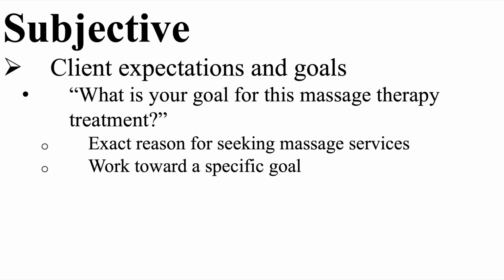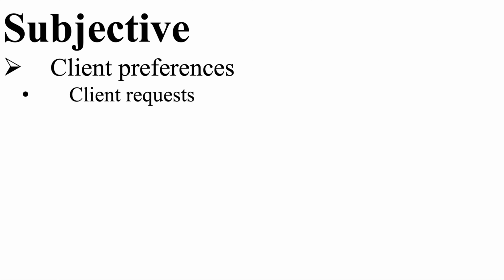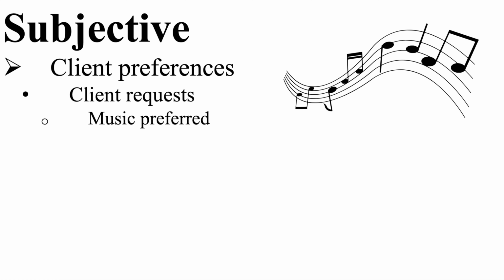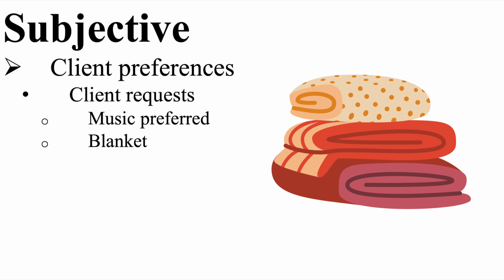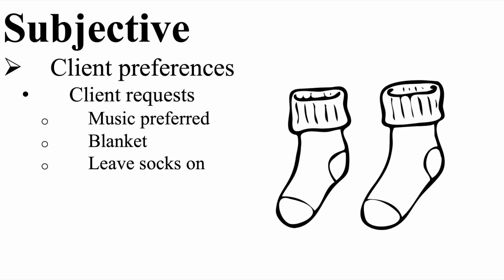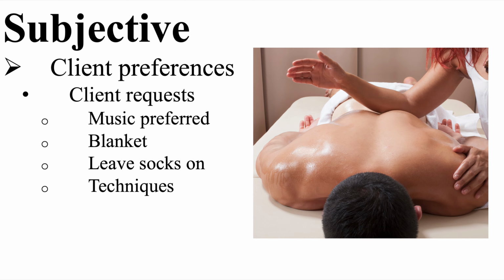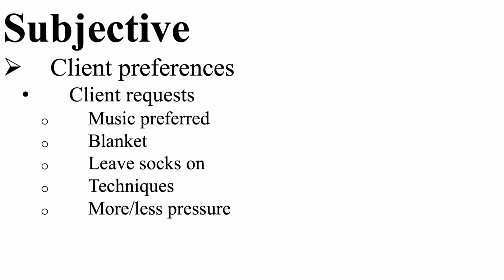Client goals and expectations are a subjective piece of information because this is information that the client can only express to us. It is based solely on personal goals and expectations for the massage therapy services. Any preferences, such as what is the type of music the client requested? If the client requested a blanket, if the client requested to leave her socks on during the treatment, if the client requested a certain technique, if the client requested more or less pressure, any information that you feel would be important for you to review prior to treating the client again, or if another therapist is treating the client.